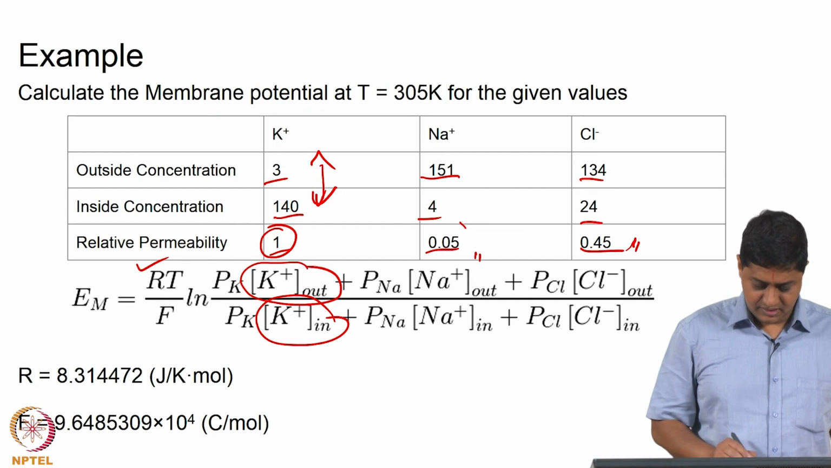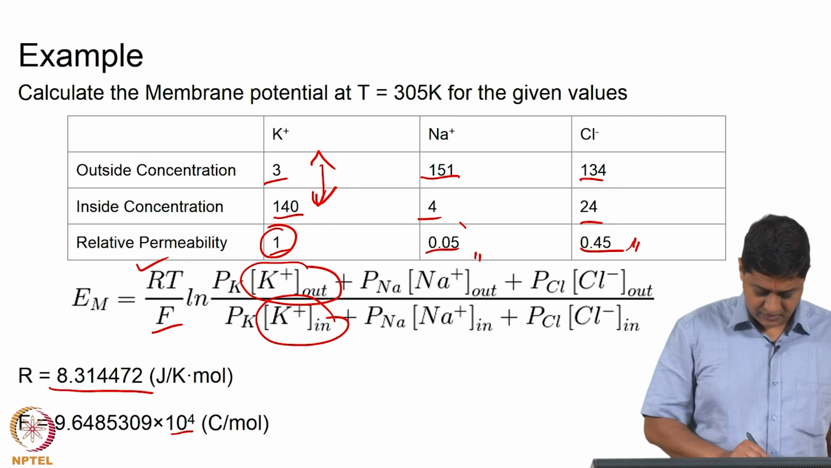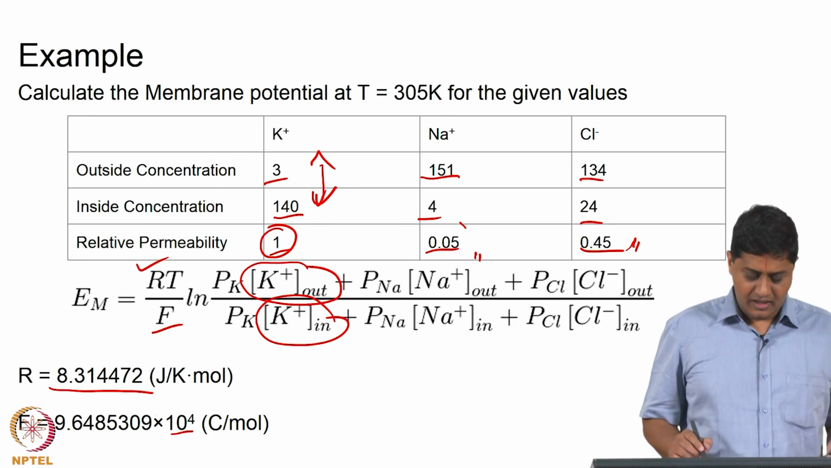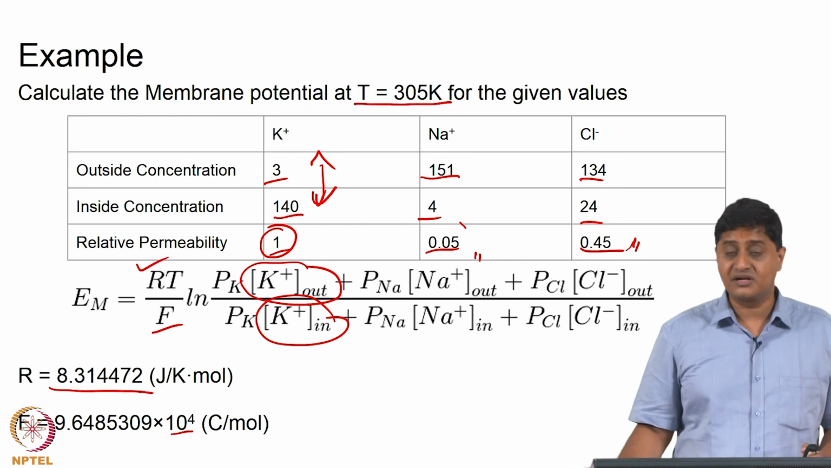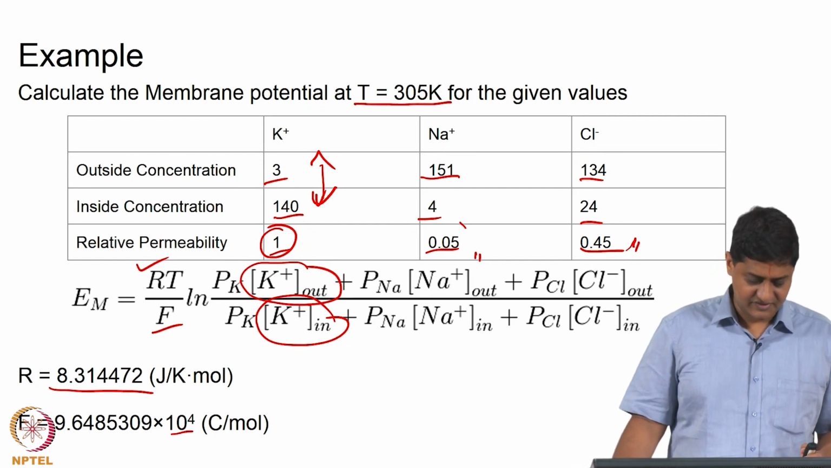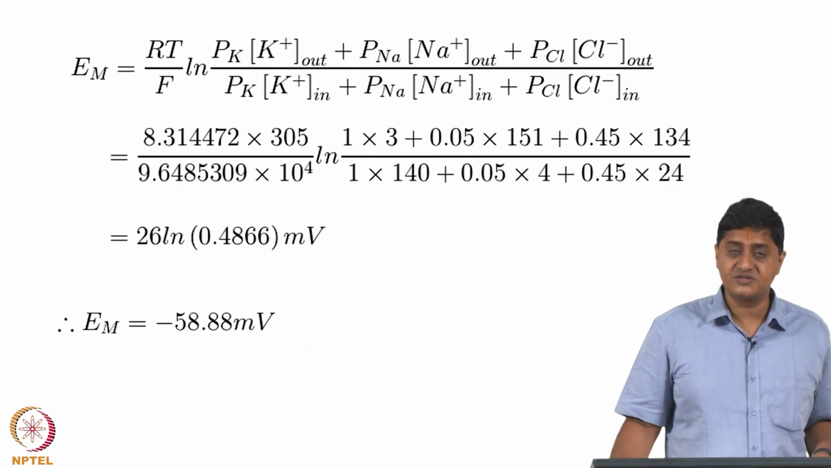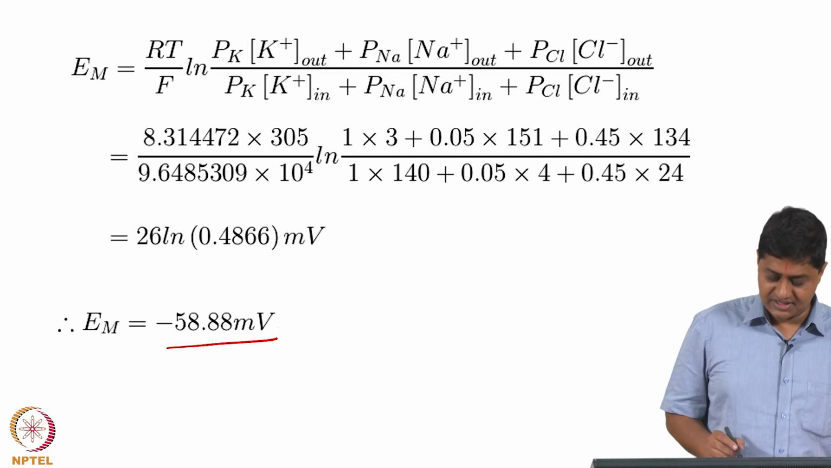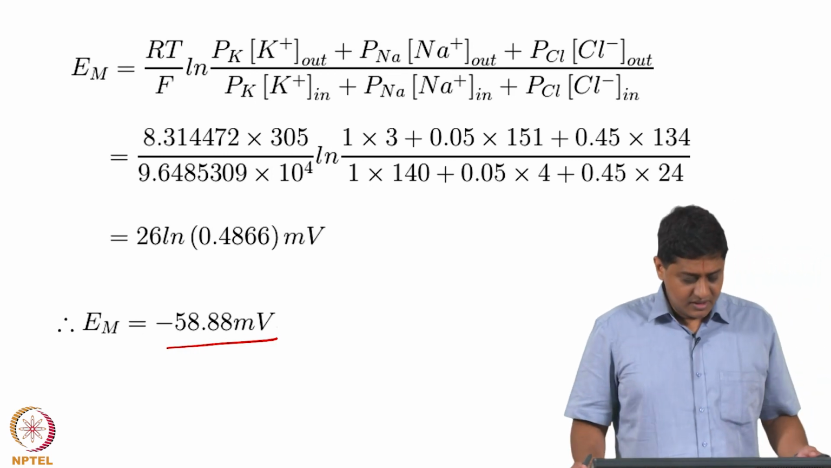R is the gas constant, that is the value, and F is the Faraday's constant, and that is the value, and I know the temperature. Say the temperature considered is 305 Kelvin, for example, then I could substitute these values and compute this. I could compute this as approximately minus 59 millivolts.